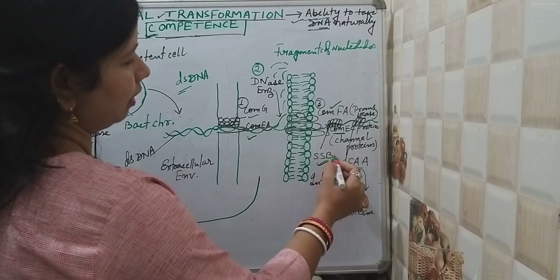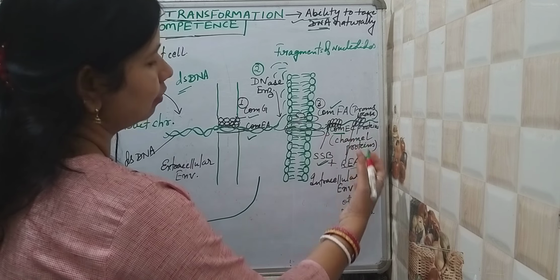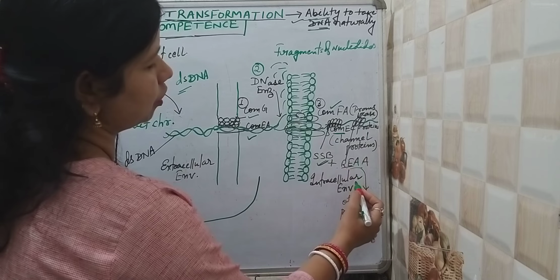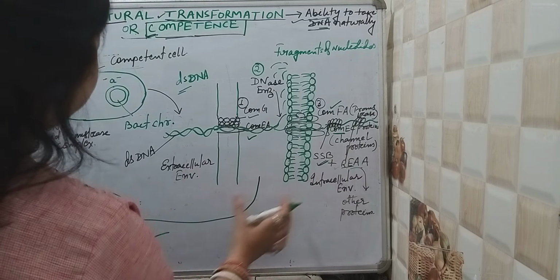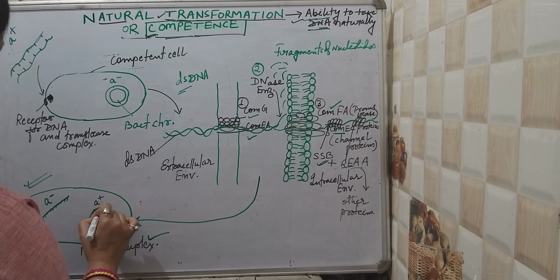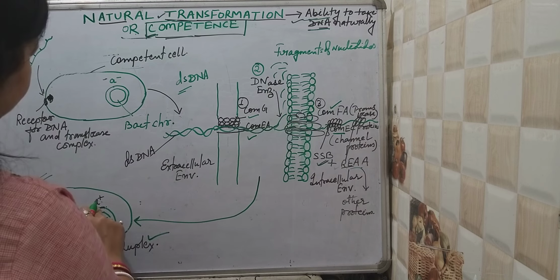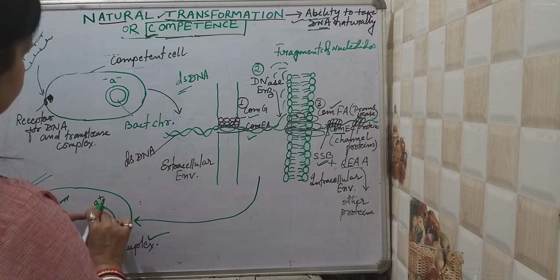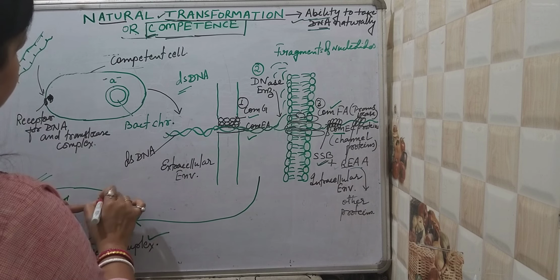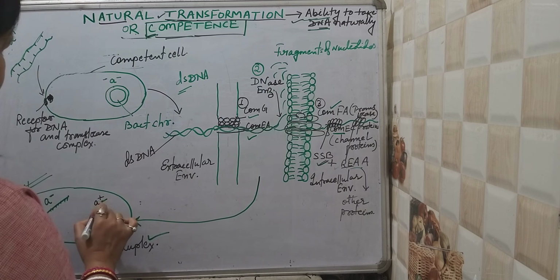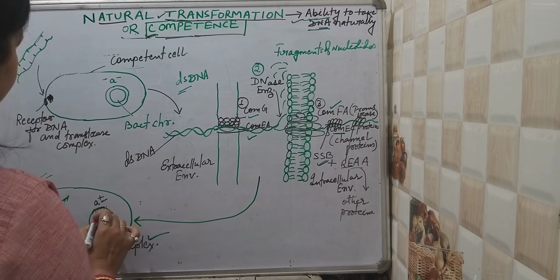single-stranded DNA binding protein will stabilize it, followed by the recombination mechanism by the help of RecA protein along with other proteins, and after that the single strand of this bacterial chromosome will be replaced when the single-stranded DNA of the donor DNA will bind or integrate with the chromosomal DNA, and formation of heteroduplex will be there. So this is all about the mechanism of natural competence or transformation.